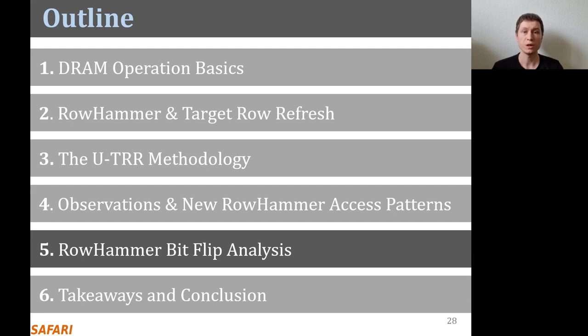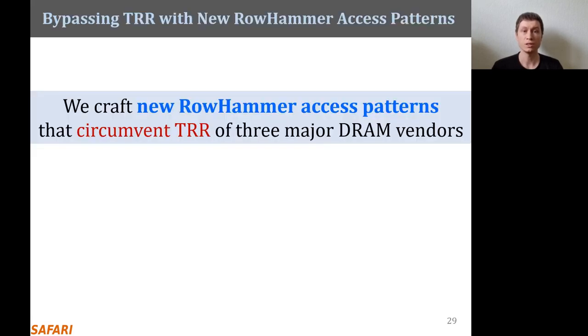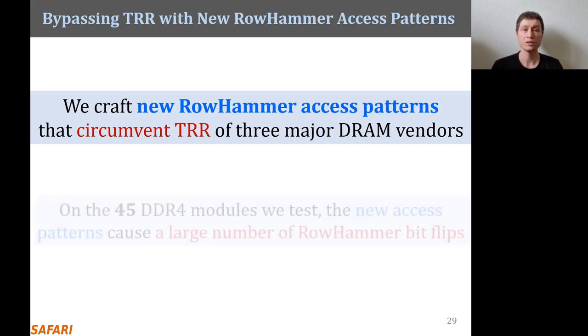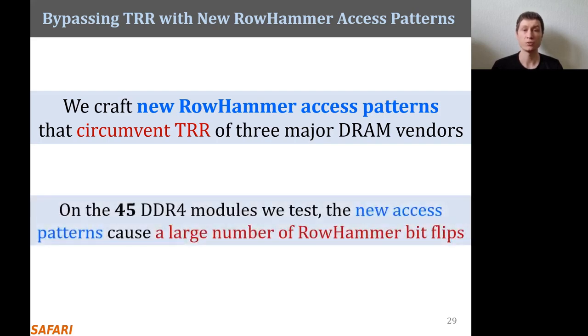Now I will present the RowHammer bit flips that our new access patterns cause. Leveraging the understanding we developed using UTRR, we craft new RowHammer access patterns that circumvent the TRR mechanisms of three major DRAM vendors. We evaluate the effectiveness of these patterns on 45 DDR4 DRAM modules, and we find that the new RowHammer access patterns cause a large number of RowHammer bit flips.